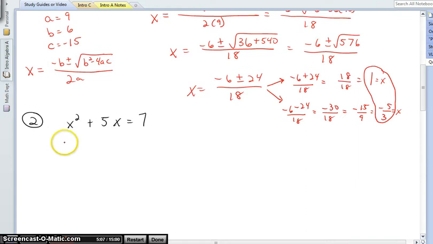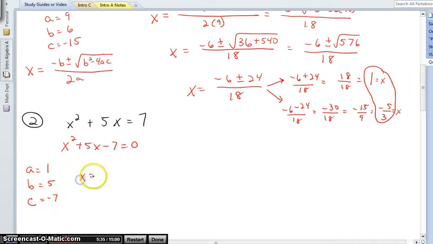Okay, this problem, I'm going to get it equal to 0. Since these are pretty small numbers, I'm going to check to see if it's factorable first. Is there anything that multiplies to -7 and adds up to 5? No. I'm not going to use completing the square because my b value is odd, so I'm going to use the quadratic formula. A equals 1, b equals 5, c equals -7.